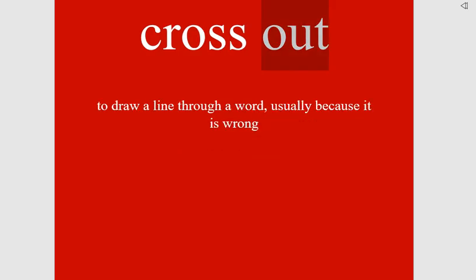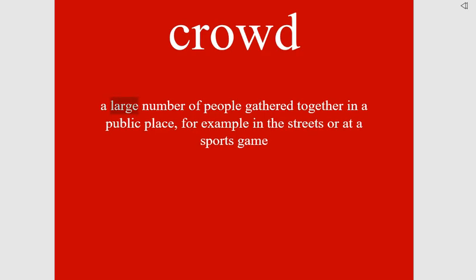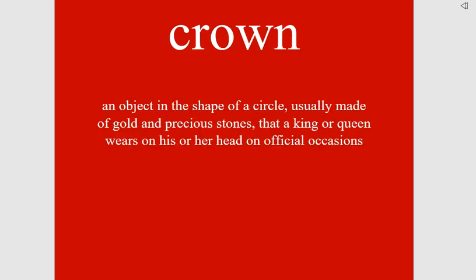Cross out. To draw a line through a word, usually because it is wrong. Crowd. A large number of people gathered together in a public place, for example in the streets or at a sports game. Crowded. Having a lot of people or too many people. Crown. An object in the shape of a circle, usually made of gold and precious stones, that a king or queen wears on his or her head on official occasions.